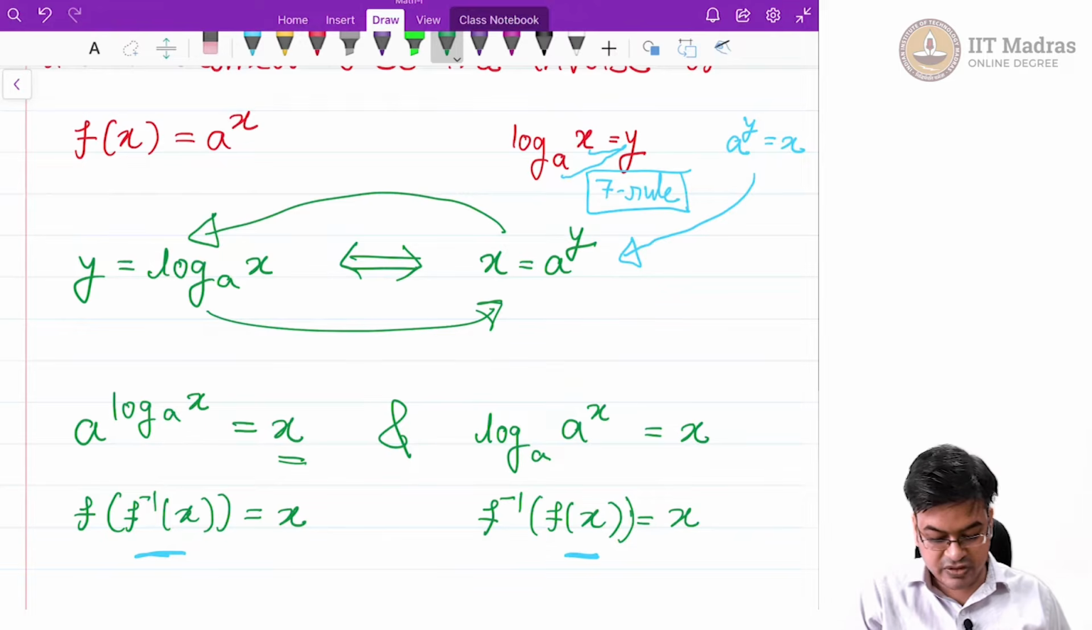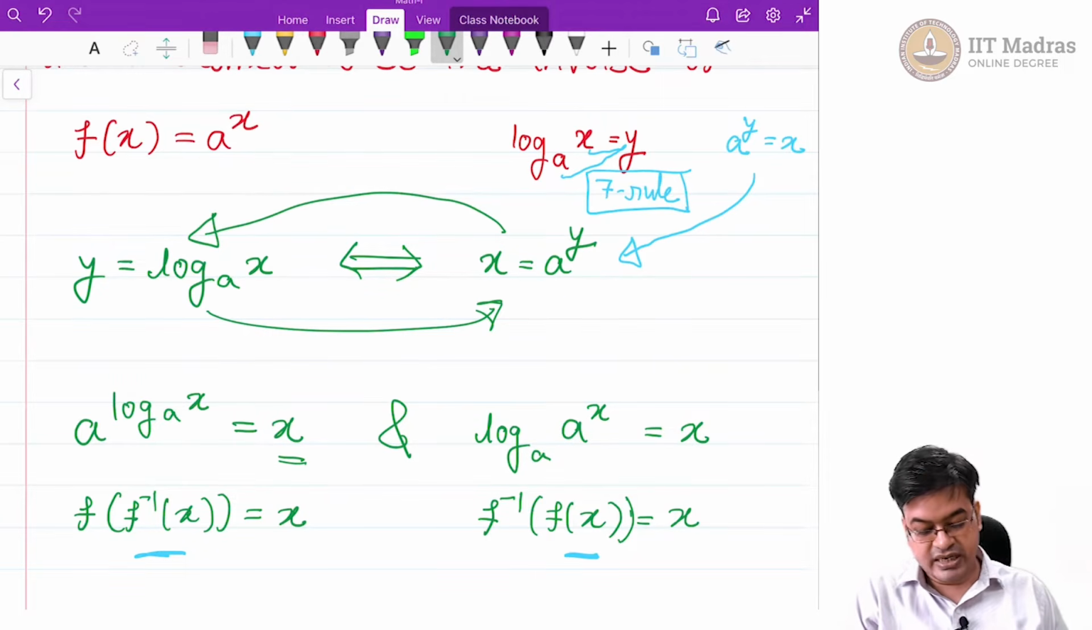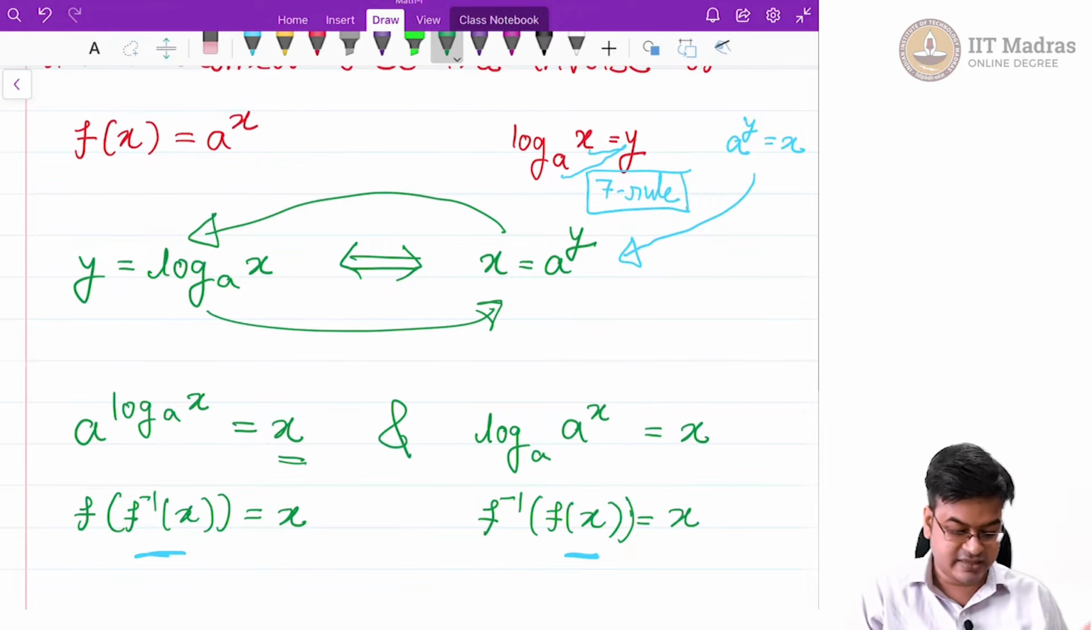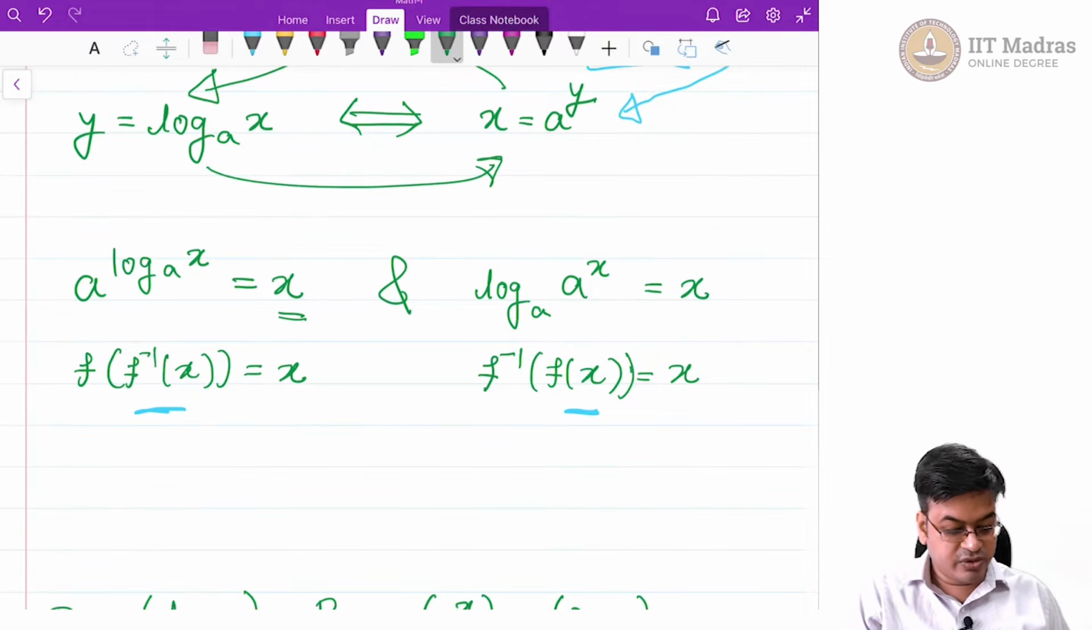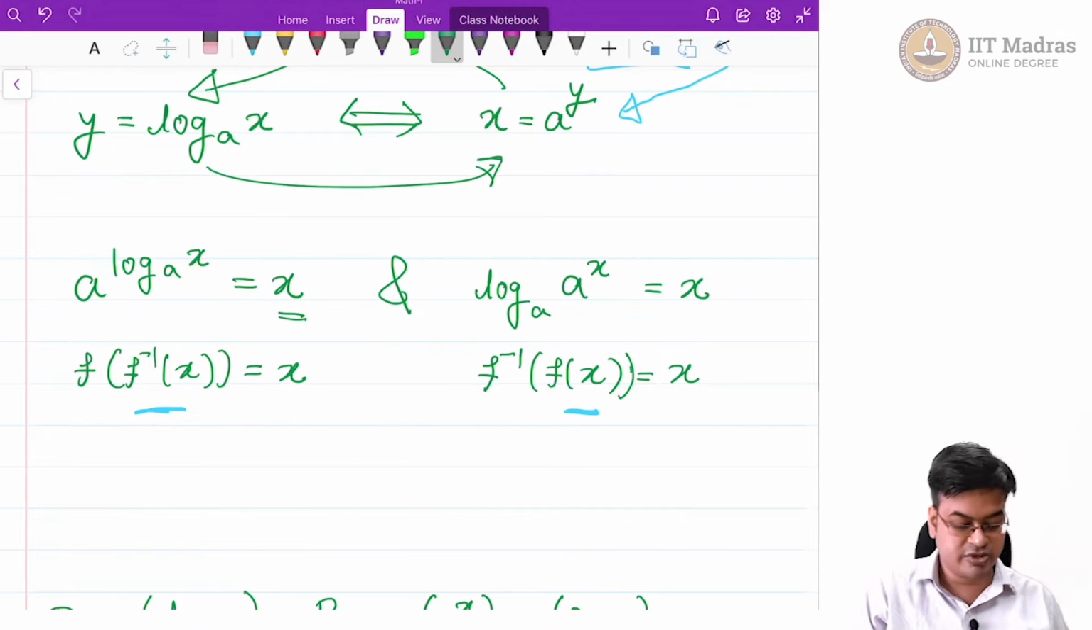So f inverse of f of x is log to the base a of f of x. But what is f of x? It is a raised to x, and therefore log to the base a of a raised to x should be equal to x. Now in order to understand this completely, I need to understand the domain and range of the log function, and the range and domain of the exponential function.